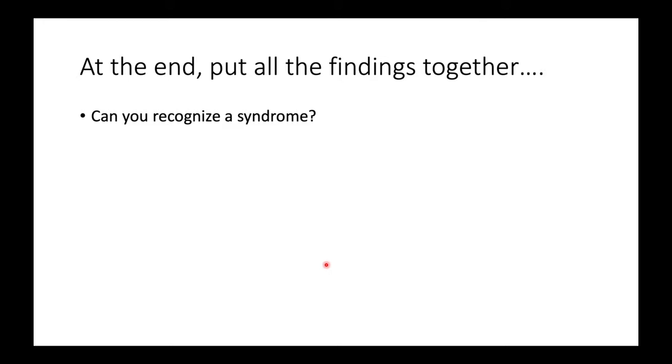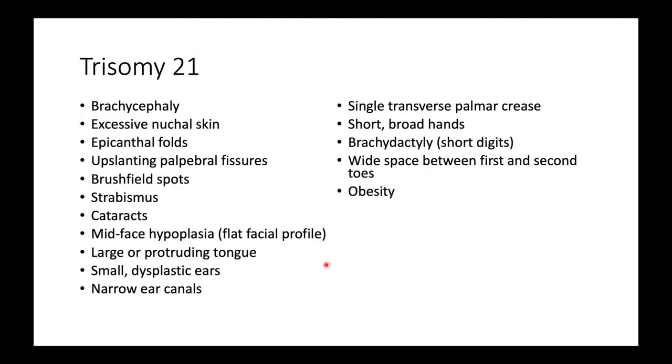at the end you put all the findings together to ask yourself, can you recognize a syndrome? So you certainly should be able to recognize trisomy 21, and these are some of the features: a flat occiput, brachycephaly, excessive skin at the neck, so excessive nuchal skin folds, epicanthal folds, upslanting palpebral fissures, spots within the iris, so these are called Brushfield spots, strabismus, cataracts, midfacial hypoplasia, a large or protruding tongue, small dysplastic ears, narrow ear canals, that single uninterrupted transverse midpalmar crease, short broad hands, short digits, brachydactyly, wide space between the first and second toes, sandal gap, obesity, and generalized hypotonia.